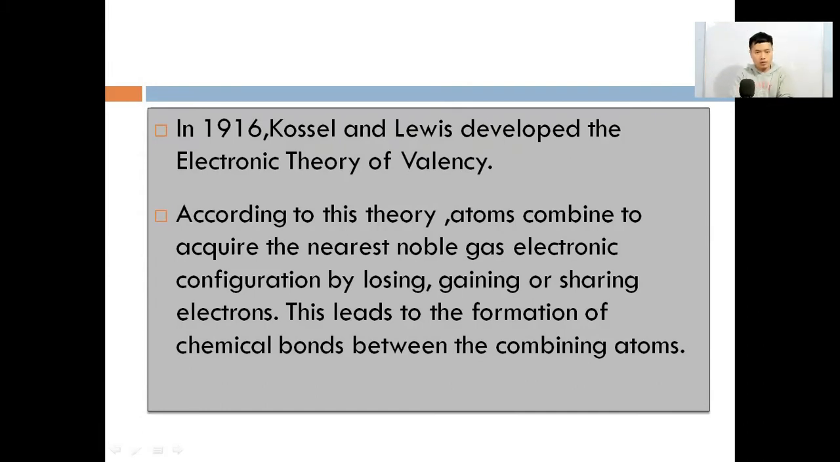In light of this octet rule, in 1916, Kossel and Lewis developed the electronic theory of valency. According to this theory, atoms combine so that they can acquire the nearest noble gas electronic configuration. They do so by losing, gaining, or sharing electrons. This leads to the formation of chemical bonds between the combining atoms. We know that a chemical bond is the force of attraction between two combining atoms.